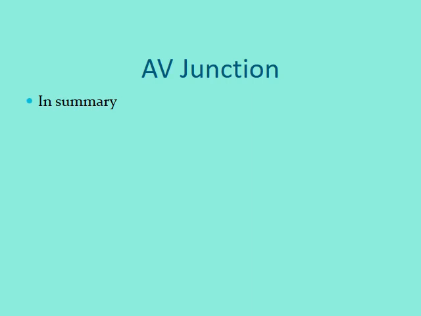So a junctional bradycardia is a rate less than 40. An accelerated junction is between 60 and 100, and a junctional tach is an inverted P with a rate over 100.